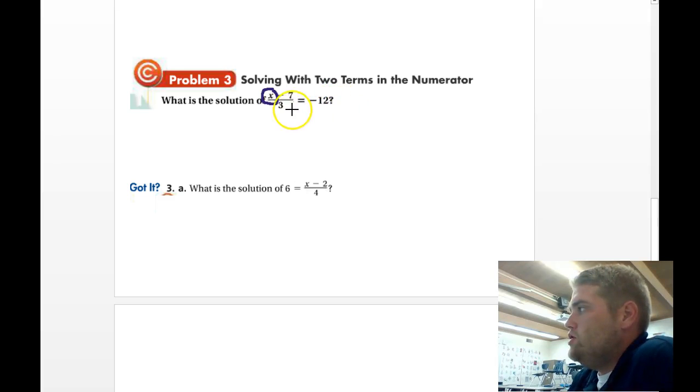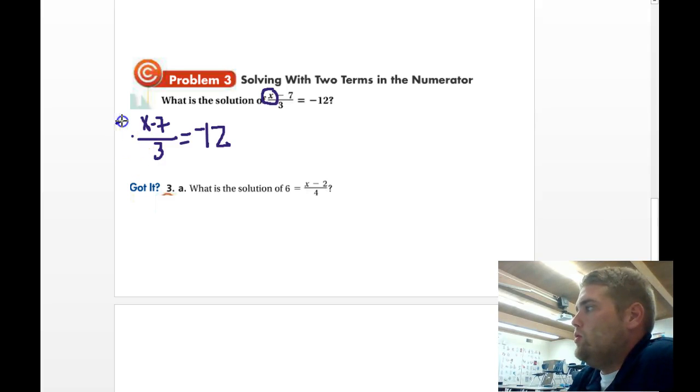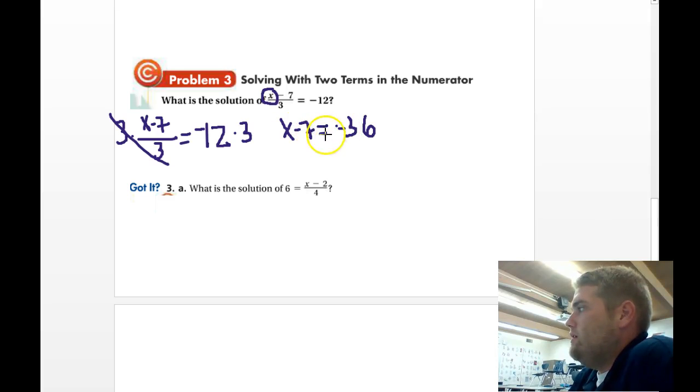The first thing we want to do is get this 3 out of here, right? Because this 3 is throwing everything off. So let's write it over here. X minus 7 divided by 3 equals negative 12. Okay? So when we divide by 3, we're going to multiply by 3, and our 3's cancel. So I'm left with x minus 7 equals negative 36. Okay, so I multiplied both sides by 3, and I'm getting this formula here. So x minus 7 equals negative 36.